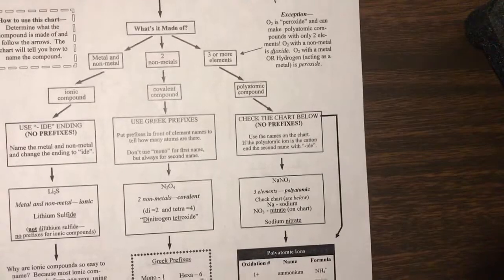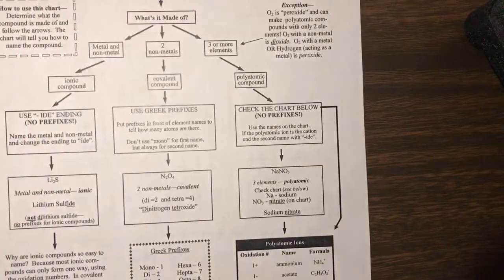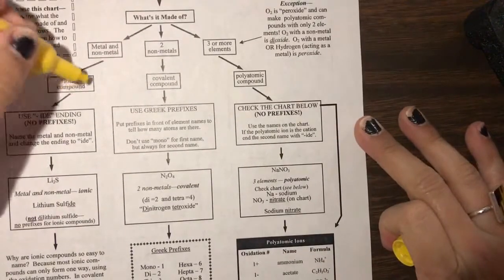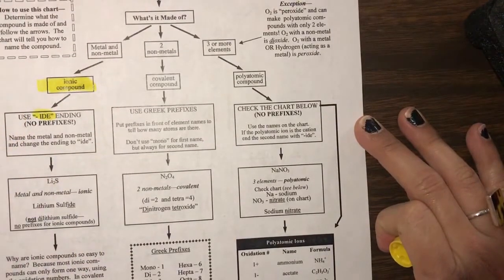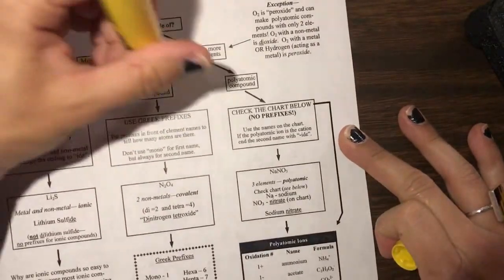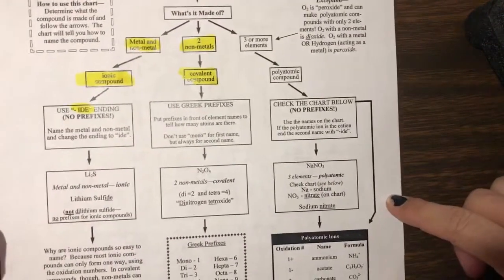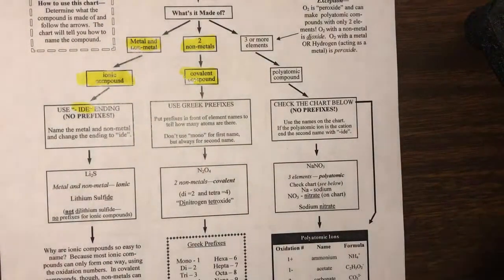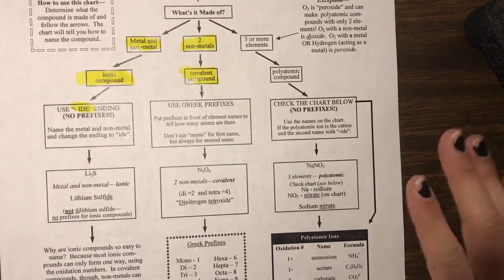And that's what the whole front side of this worksheet says. It goes through all the bonds we've learned. It goes through the ionic compound. And for the ionic, you just end it in IDE. And that's going to be a metal and a nonmetal. Then covalent bond, which is two nonmetals. That's what we're going to be learning today, on how to name those. You already know how to identify it. If there's two nonmetals, then it's going to be called covalent.